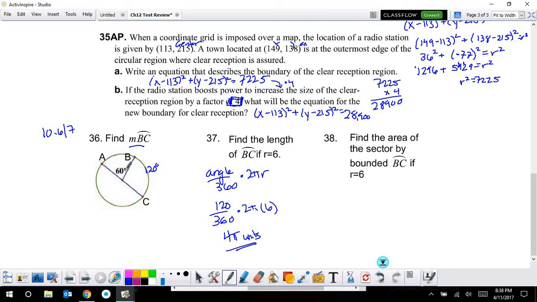Now if I'm trying to find the area of that sector, I'd have the same angle over 360, but now I've got to multiply it by area because I'm finding area. So πr². I've got 120 over 360 times pi times 6 squared. So you'll end up getting 12 pi, whatever those units are, squared.